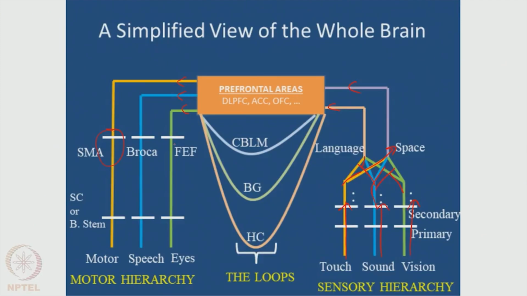So, here the cortical areas are like the frontal eye fields or supplementary eye fields and other higher motor cortical areas which are responsible for controlling eye movements. So, these are mainly the sensory and motor cortical pathways.